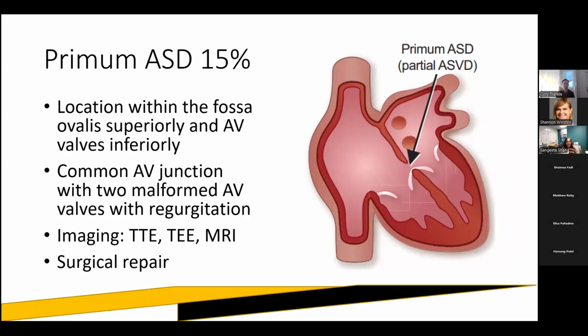Primum ASD is mostly found in kids, but I will show you examples where we diagnose them in adults. It is in the inferior portion of the atrial septum, close to the AV valves. Often the AV valves in this defect will come off at the same plane, a common plane for the tricuspid and mitral valve. Imaging-wise, we look at transthoracic echo, TEE, MRI. I don't think I've done a lot of CTs for primum ASD defect evaluation, and generally surgical closure is preferred.